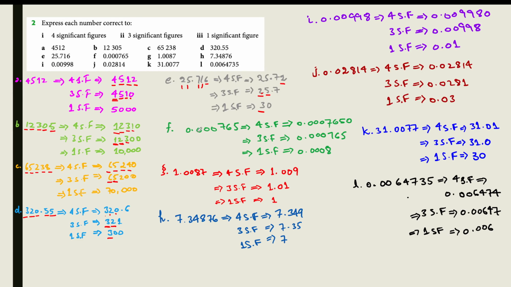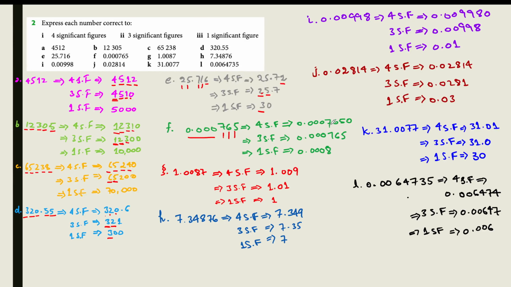Next is 0.000765. So this is the first significant figure, this is the second, and this is the third. So we have only 3 significant figures in this number. In order to express it as 4 significant figures, we add a 0 at the end of this number. I hope you remember, as per the rules, that the zeros leading a number are not significant figures.